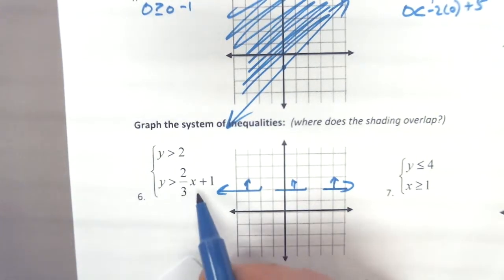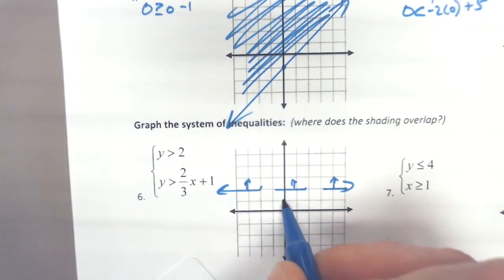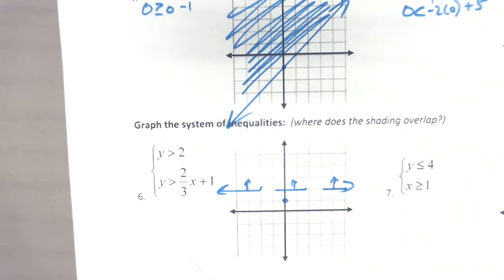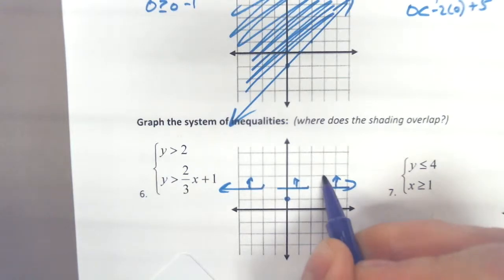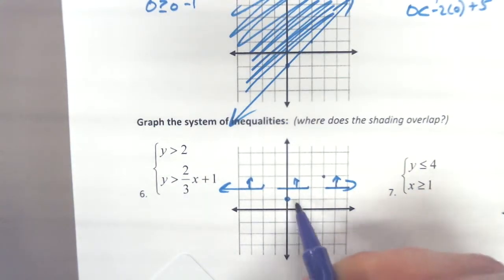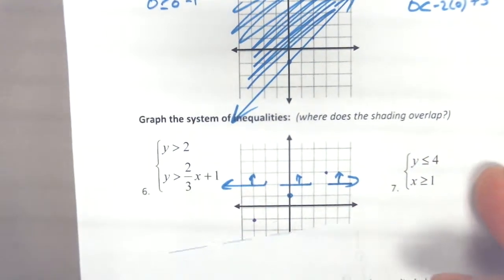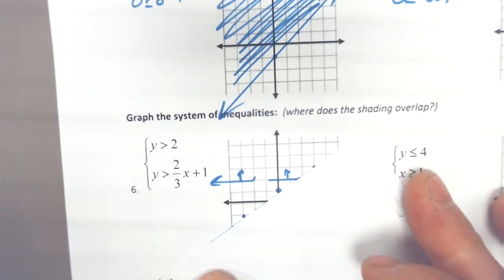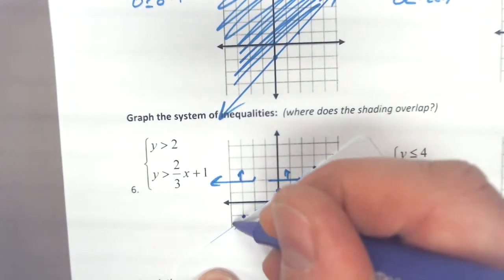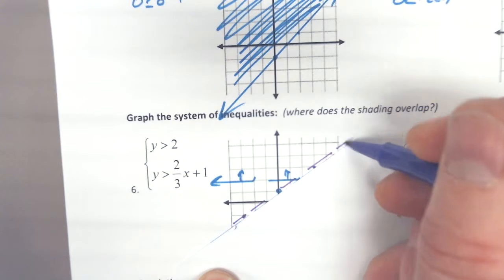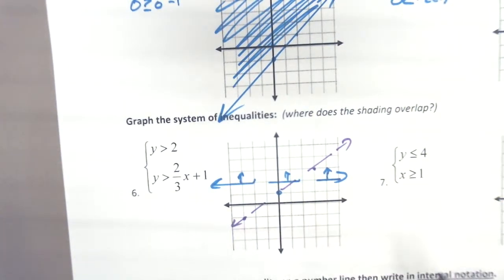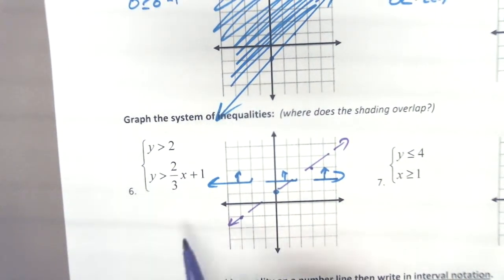The second equation has a y-intercept of 1 and a slope of 2/3. So I'm going to go up 2 over 3, and I get that point. If I can't go up and to the right anymore, I'm going to go down 2 to the left 3. And this one again is a dotted line, so I'm going to make that look like that. And we're going to test a point.